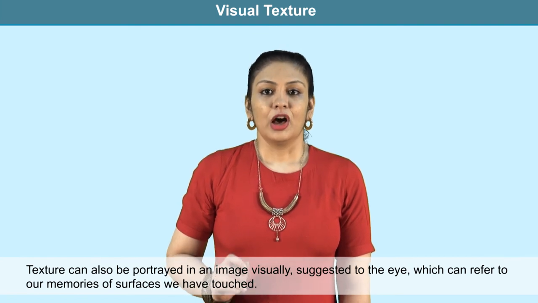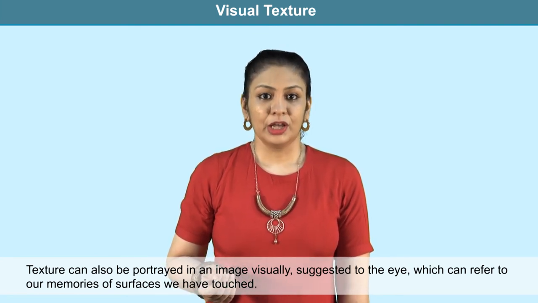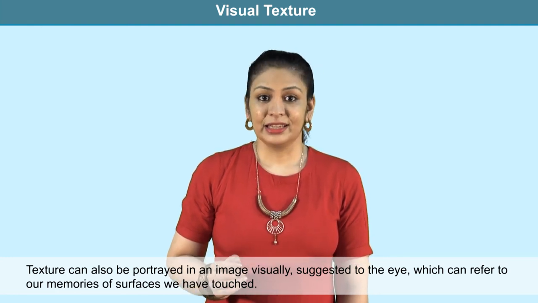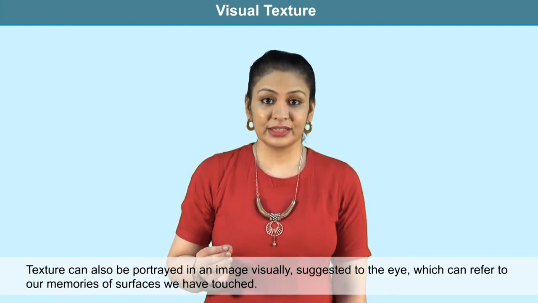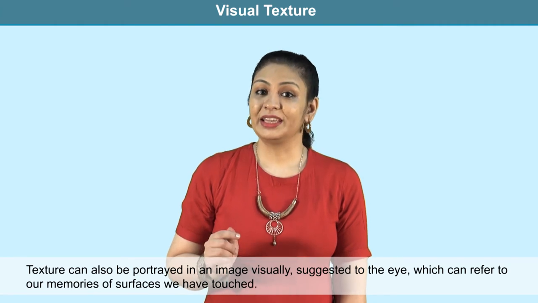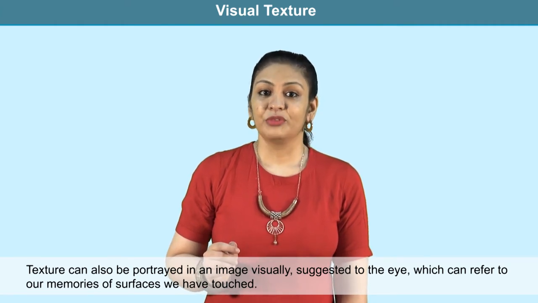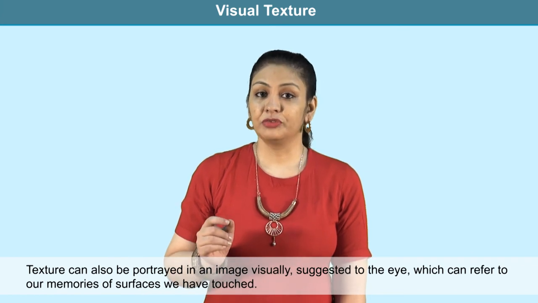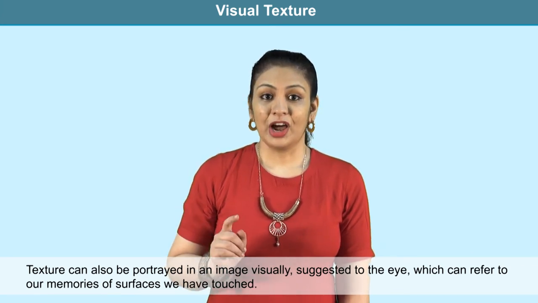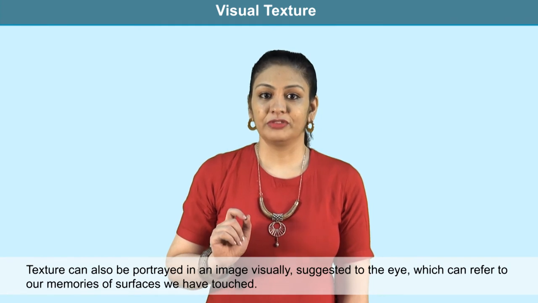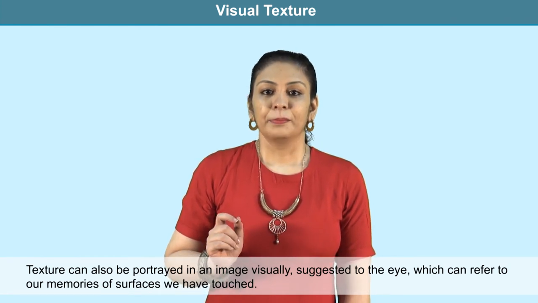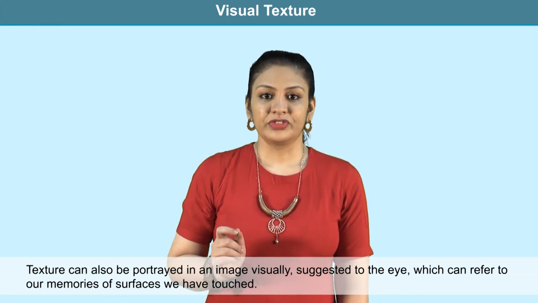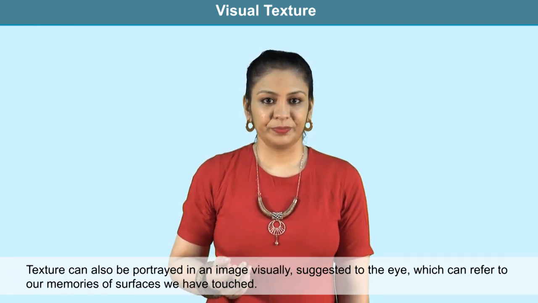An image of the same coarse tree bark could be printed on a Rexene bag. The Rexene by itself is very smooth, but looking at the image, we are reminded of the coarse and the rough texture of the tree bark and not the smooth texture of the Rexene. By using a combination of right textures, very interesting looks can be created.